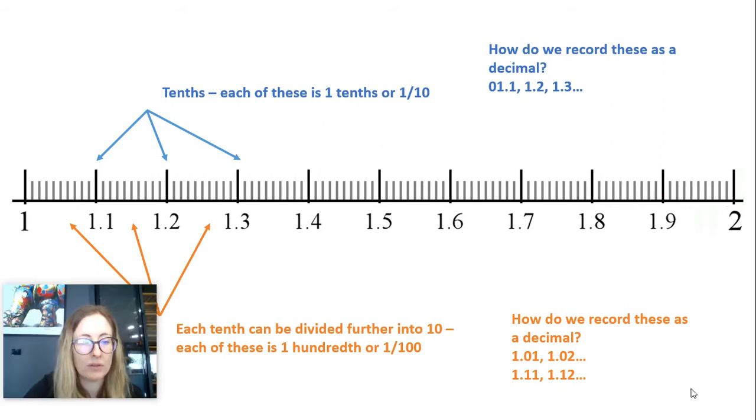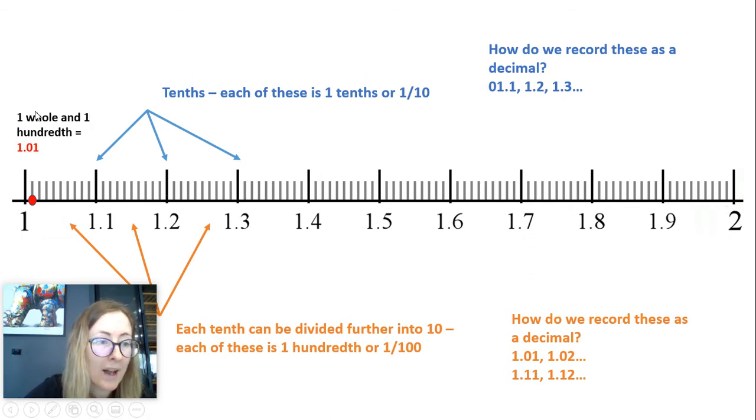So let's have a little check. This little red dot here, how would you record that as a decimal? Have a think. Okay, so there's one whole, we know that, and then we have one of these hundredths. It's not a tenth yet, just a hundredth. So how would we record one whole and 1/100th as a decimal? If you think it's 1.01, you are correct. One whole, no tenths, 1/100th, 1.01. So that could be one of your answers.